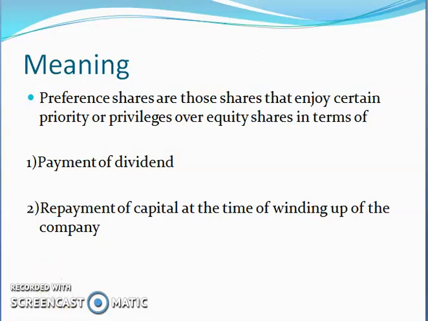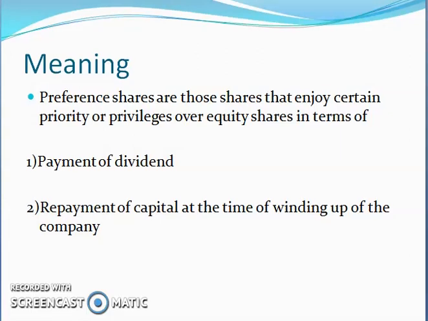It means if the company declares dividend, it will be first paid to preference shareholders, followed by equity shareholders. And at the time of winding up of the company, repayment of capital will also be made first to preference shareholders, followed by equity shareholders. These shares enjoy priority and hence they are called preference shares.